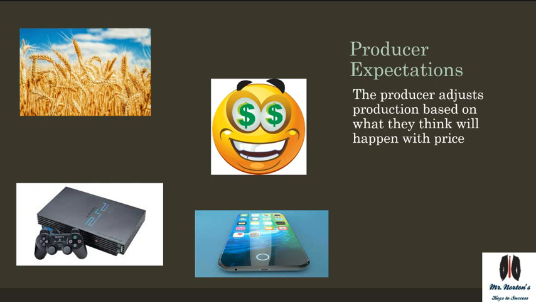Now here comes the tricky one. Wheat. Well, I can't just go out and make some more wheat. So what people will do in this case, like a farmer, if I anticipate that the price of wheat is going to go up, I'm going to actually hold back my wheat. So the supply would actually go down because I'm waiting for that price to go up.